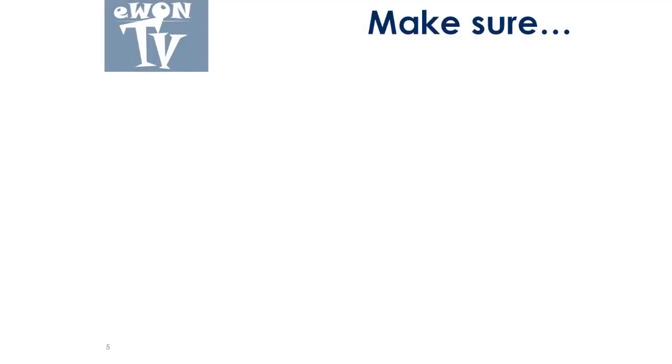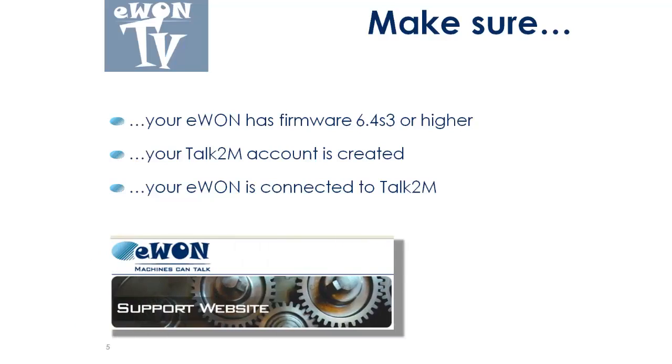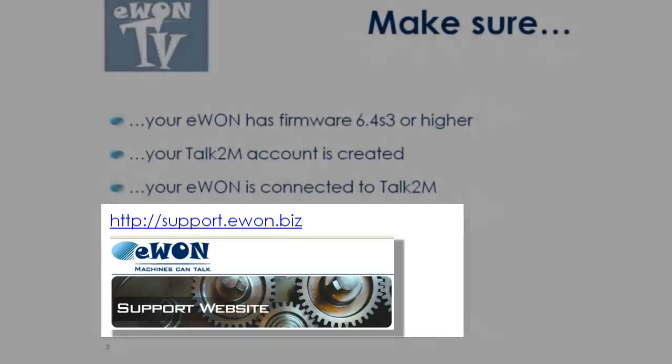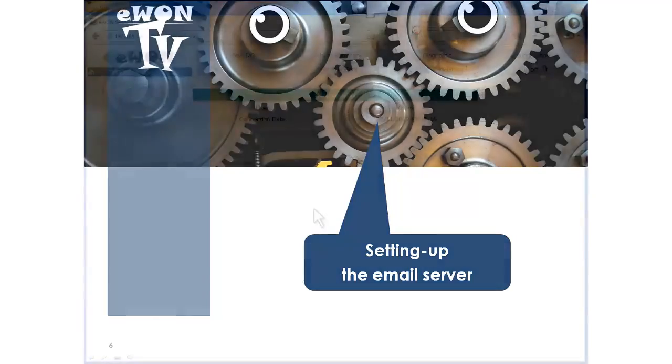Before we start the configuration, let's make sure your eWON is running firmware 6.4 S3 or higher, you have a Talk2M account, and your eWON is connected to the Talk2M account. If you need help with any of these steps, check the support part of our website. Now, let's see how to configure the email server settings.